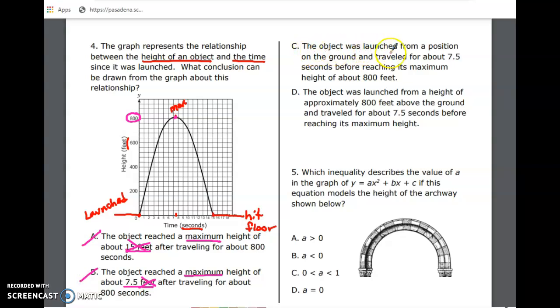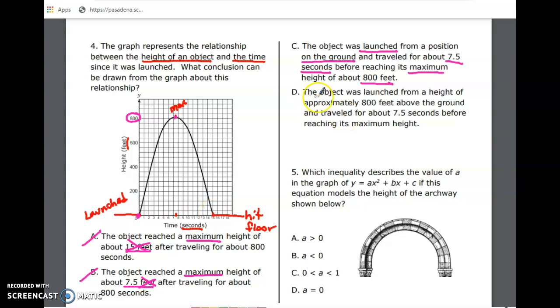C, the object was launched from a position on the ground. Launched from the ground, yes, that is the ground, and traveled for about 7.5 seconds before reaching its maximum height of about 800 feet. Yeah, that sounds like the story we just did, right? It was launched from the ground. It got all the way up to 800 feet at 7.5 seconds, and then it came back down to the ground. Okay, yes. Now let's do one more.